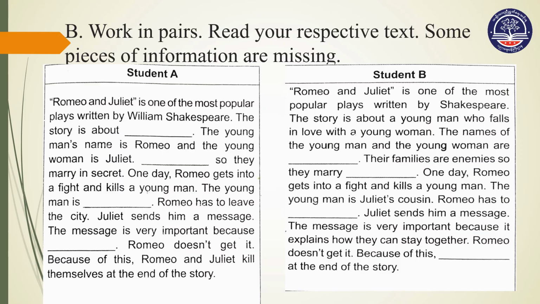Let's go to number B. Work in pairs. Read your respective texts. Here are the two cards, student A card and student B card. In that card, there is a passage, so you need to read your respective texts. Student A, read the paragraphs of student A. Student B, read the paragraphs of student B. Some pieces of information are missing. Blanks. Information missing.